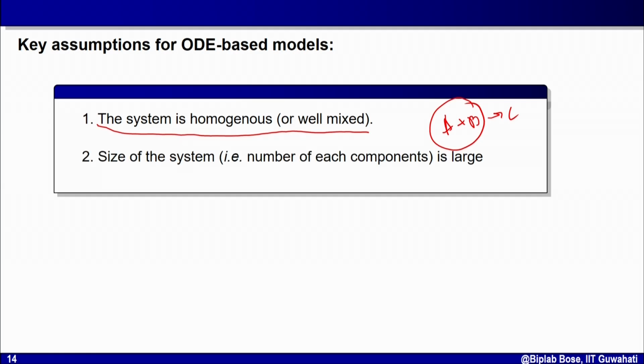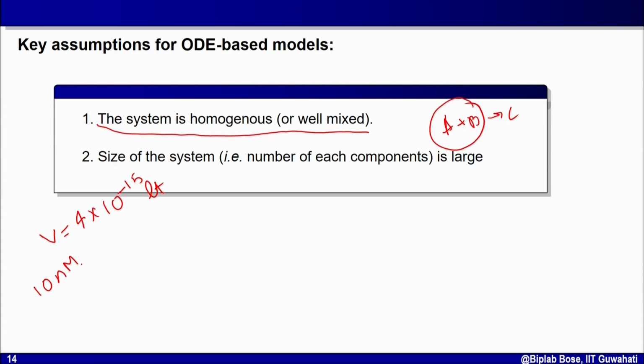The second criterion is that the system size has to be very large. Otherwise, you cannot use an ODE based model. Let me give you an example. Suppose I take a cell of volume, say 4 into 10 to the power minus 15 liter. A cell is usually 1 micron in diameter, so if you calculate the volume, it will come in this range. And suppose I have a molecule A at a concentration of 10 nanomolar.